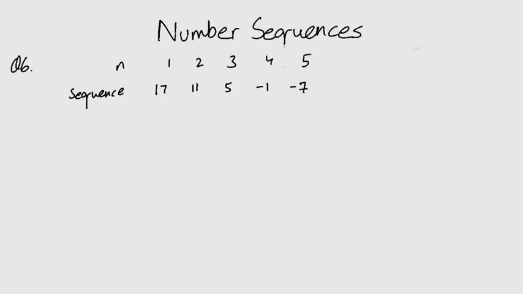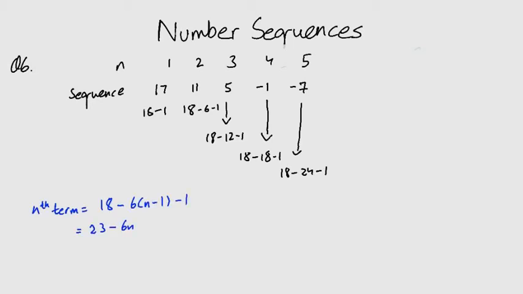The index and the sequence is mentioned. Here again notice that the sequence is decreasing as it moves forward. So we're going to apply the same heuristic as before. We're going to write 17 as 18 minus 1. And also the difference is 6 between the two terms. So we are going to employ the same pattern as before. And it comes out to be 23 minus 6n.